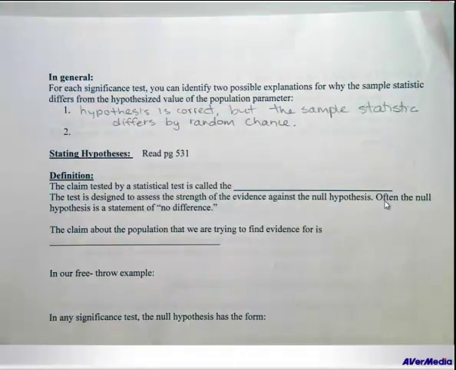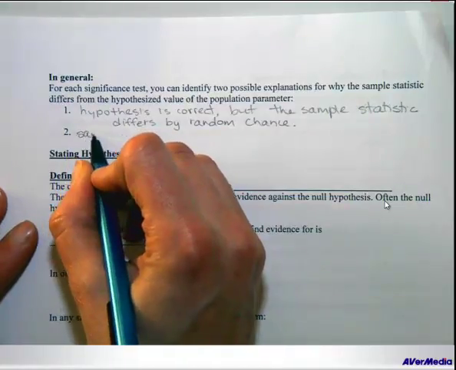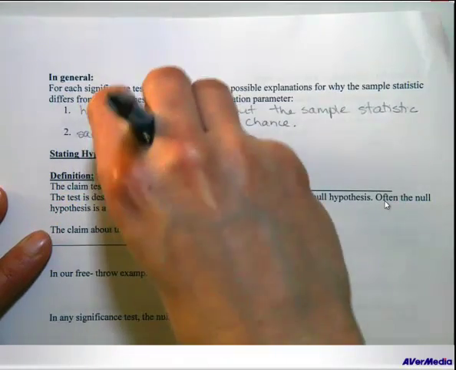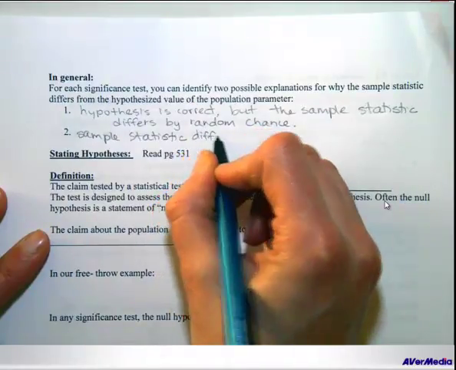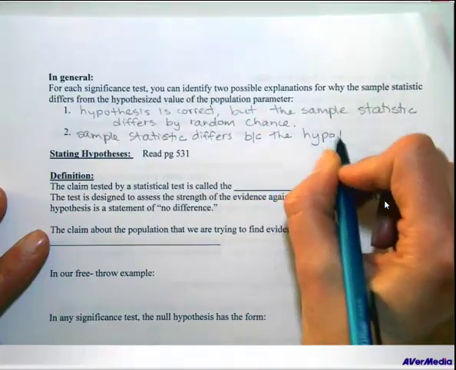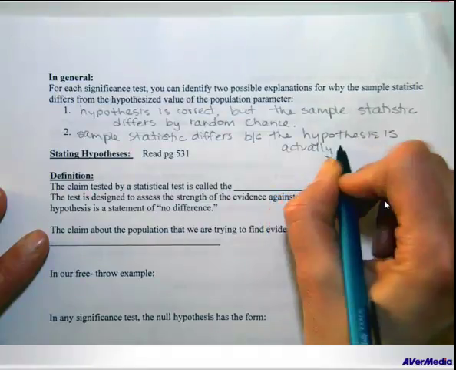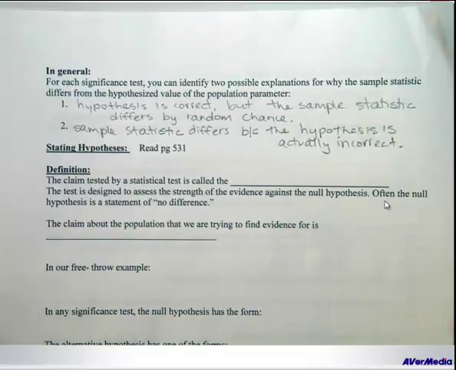Our other possible explanation, I should say, is that the sample statistic differs because the hypothesis is actually incorrect. And those are our two explanations, and it kind of depends when we run the test as to which decision we go with.